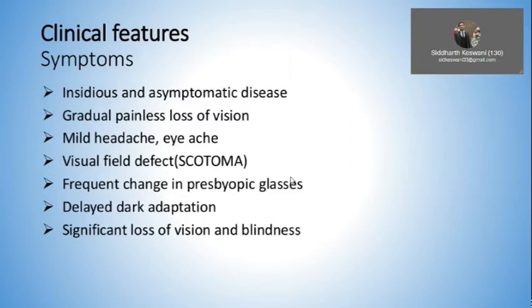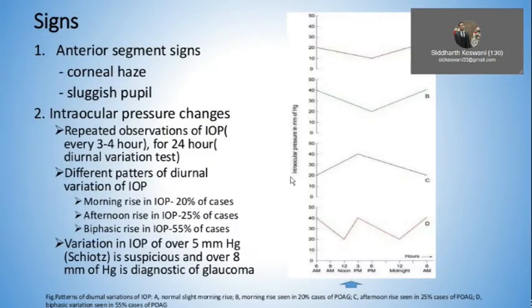So there are some signs which we can see in primary open angle glaucoma. The anterior segment sign is corneal haze. Sometimes we have a sluggish pupil, and intraocular pressure changes. So we have repeated observation of the IOP every 3 to 4 hours, which is known as the diurnal variation test. It is generally done in patients of glaucoma.